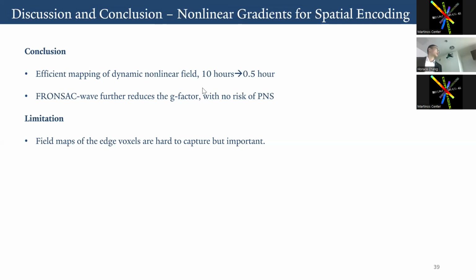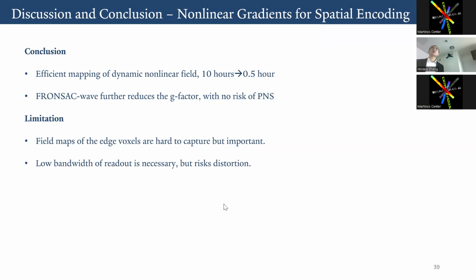Now, limitations. As I mentioned earlier, the field maps at the edge of the field of focus are really important for the undersampled reconstruction, but they're really hard to get. Even with a spatial polynomial extrapolation, it tends to exaggerate in the edge voxels. So that's probably the reason why the image improvement is not as significant as the G-factor improvement.